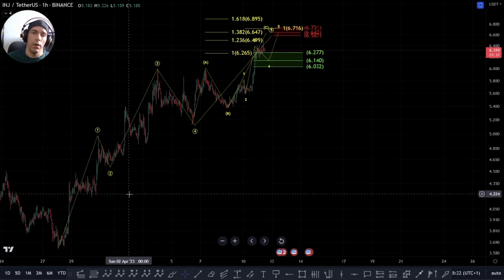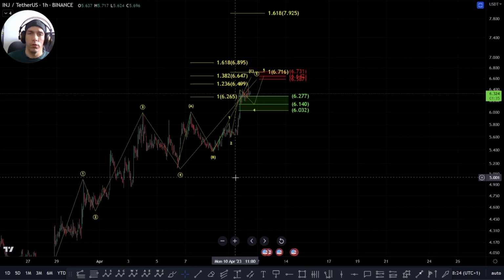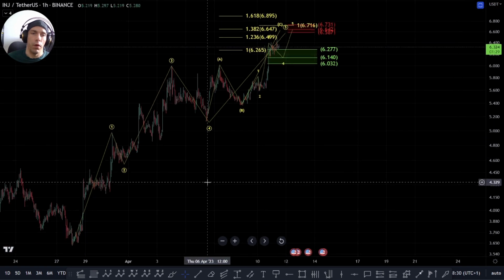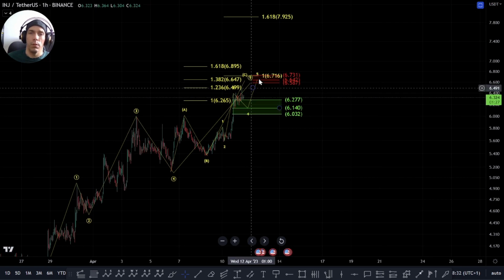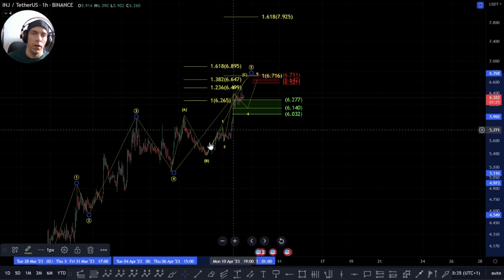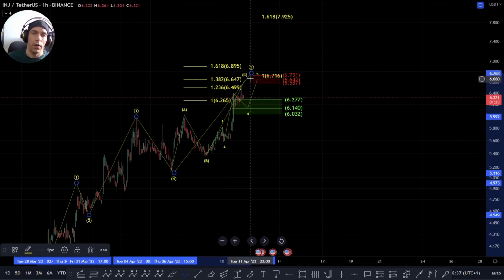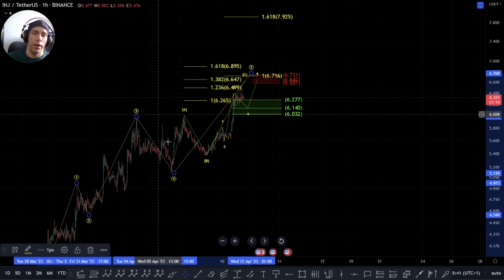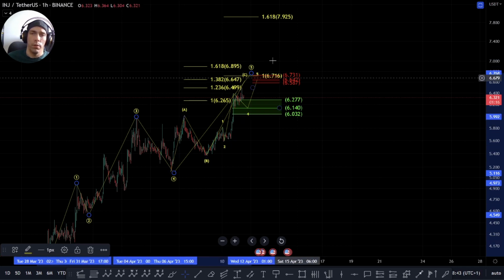So the key thing here is basically within the structure, we want to cross the $6.71. And if we do that, then potentially we could look for this as a fifth wave to the upside here. Looking for this as a diagonal, an expanding diagonal pattern here. So, this is something we're looking for.